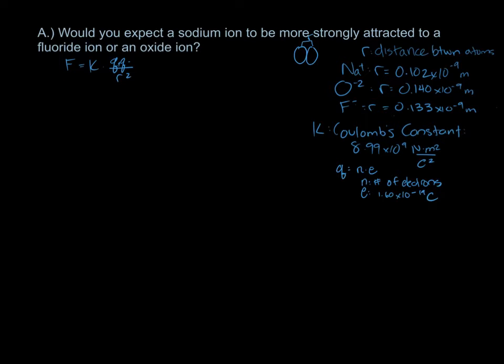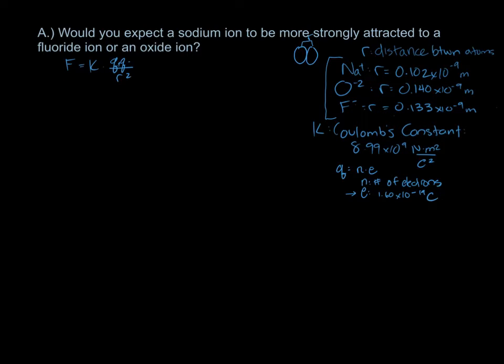The other things that we need is we need the radii of each of the atoms involved, which are all right here. We have K, we have a value for Coulomb's constant, in this case is 8.99 times 10 to the 9th newton meter squared per coulomb squared. Now Q is the charge of each of our individual species, which is the number of electrons times the charge on a normal electron, which is this number right here, 1.6 times 10 to the negative 19th coulombs.